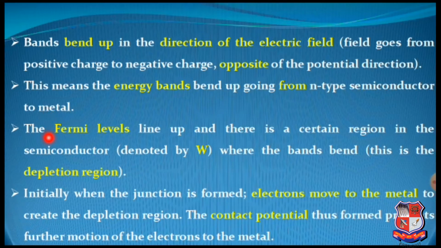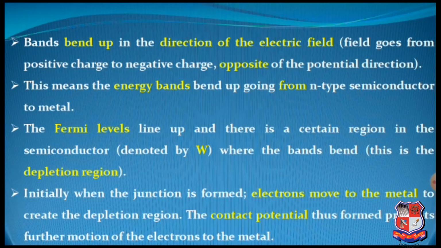Moreover, the Fermi levels line up and there is a certain region in the semiconductor, denoted by capital W, where the bands are bending. This is called the depletion region. Initially, when the junction is formed, electrons move to the metal to create the depletion region. The contact potential thus formed prevents further motion of electrons to the metal.